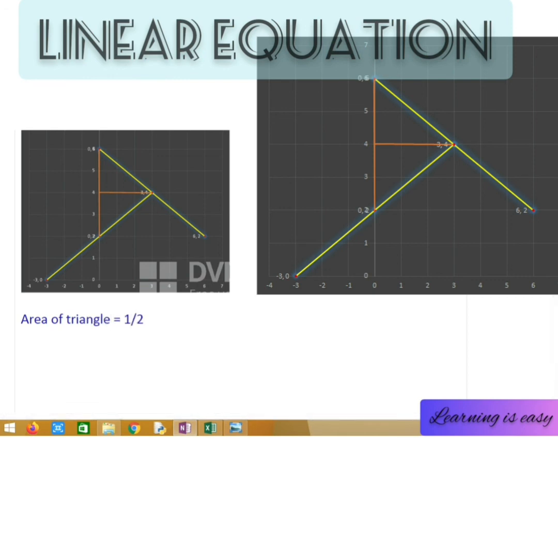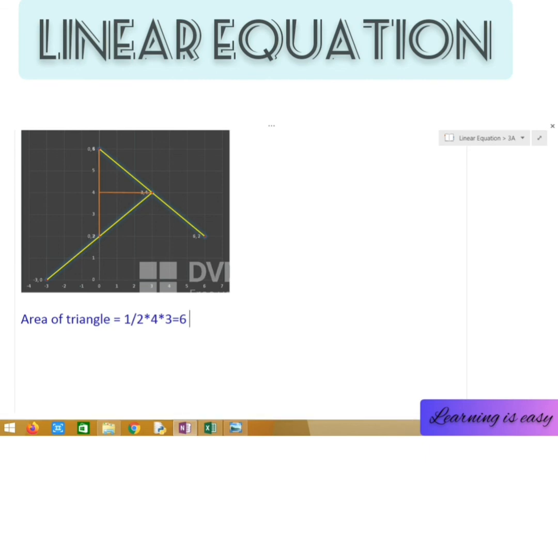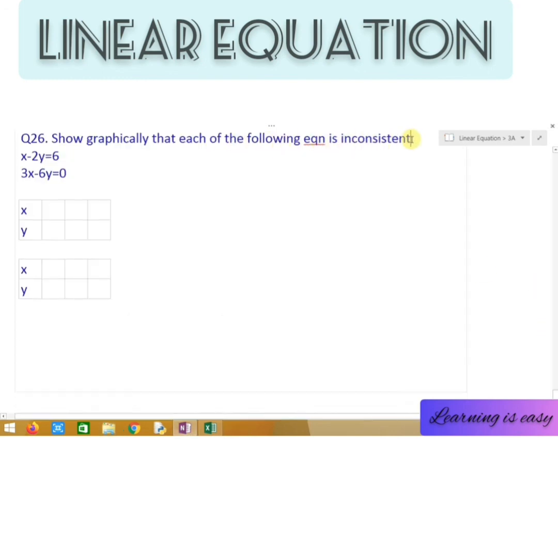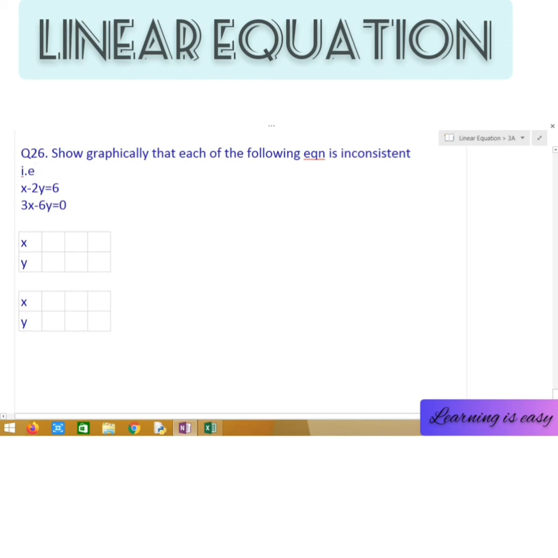So area of triangle equal to half into base into height. Here if you see the base, that's going to be 2, 3, 4 units, and the height is going to be 3 units. So that's 6 square units as the area of the triangle. The following questions are very similar. So let's get into question 26.